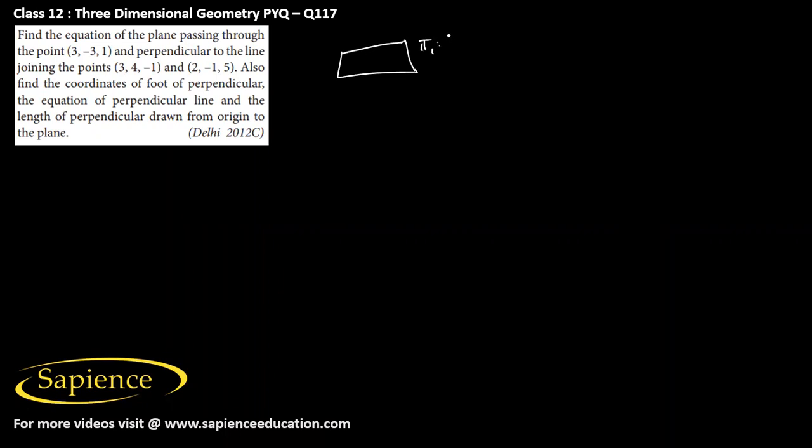So here it has been told to find the equation of the plane pi1, which passes through the point A, which is given as (3, -3, 1), and this plane is also perpendicular to the line L1, which joins the points B and C, where point B is (3, 4, -1) and C is (2, -1, 5). So therefore this plane is perpendicular to this line which joins B and C.